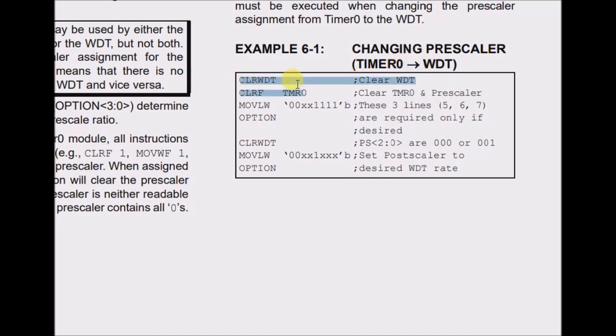Although I don't think I'll be using the Watchdog timer, but hey, some sample code. Never a bad idea to study. CLRWDT, clear the Watchdog timer. CLRF Timer0, clear Timer0 and prescaler.